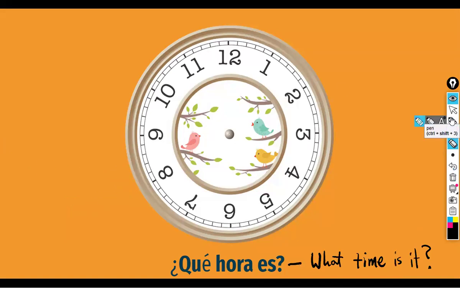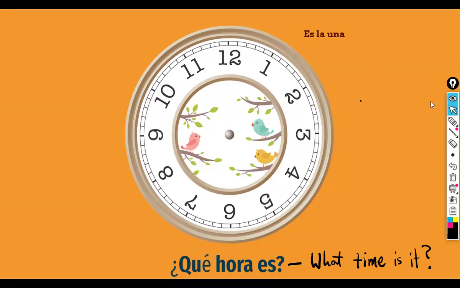All right, so we know our numbers, right? 1, 2, 3, 4, 5, 6, 7, 8, 9, 10, 11 and 12, right? All right, so now we need to say it is. Now, how do we say it is in Spanish? Well, we would be using ser and not estar. So for 1 o'clock, we would say es la una because it's just 1, right? Es la una, it is 1 o'clock.